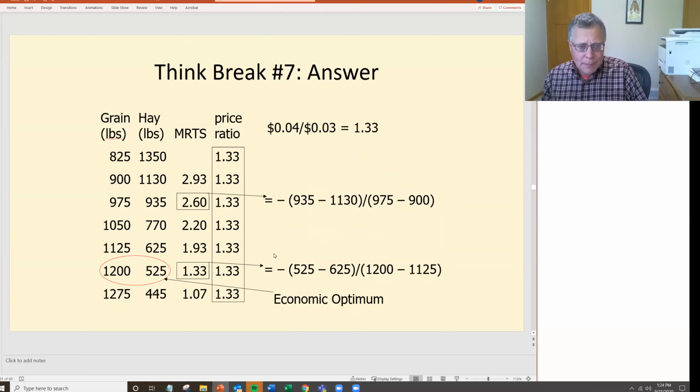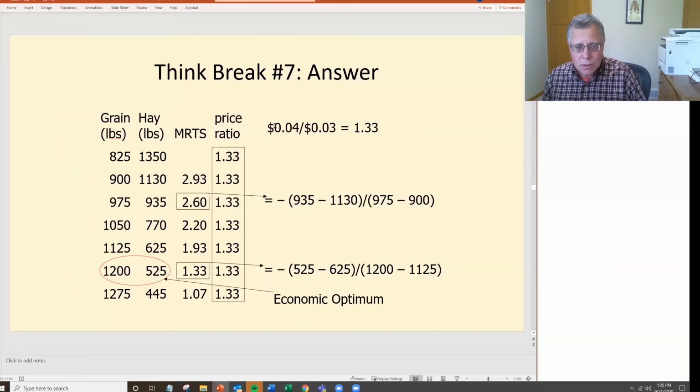All right, so I work out the example here. How do you calculate this 2.6 I give here? It's the change in hay, 935 minus 1130, divided by the change in grain, 975 minus 900. And then here's where the minus sign comes in and gives you the positive number, because you can see this numerator would be negative. So that's where 2.6 comes from. Go down here, the 1.33 is 525 minus 625, divided by 1200 minus 1125, and you get that. Now the price ratio of 1.333. Where do I get the price ratio?